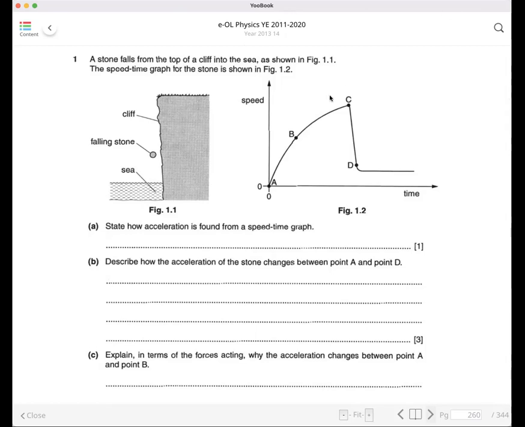Let's continue. Okay, so can you explain how the acceleration changed from A to D? Quickly tell me at A to C what happened, and then C to D what happened. Quickly.